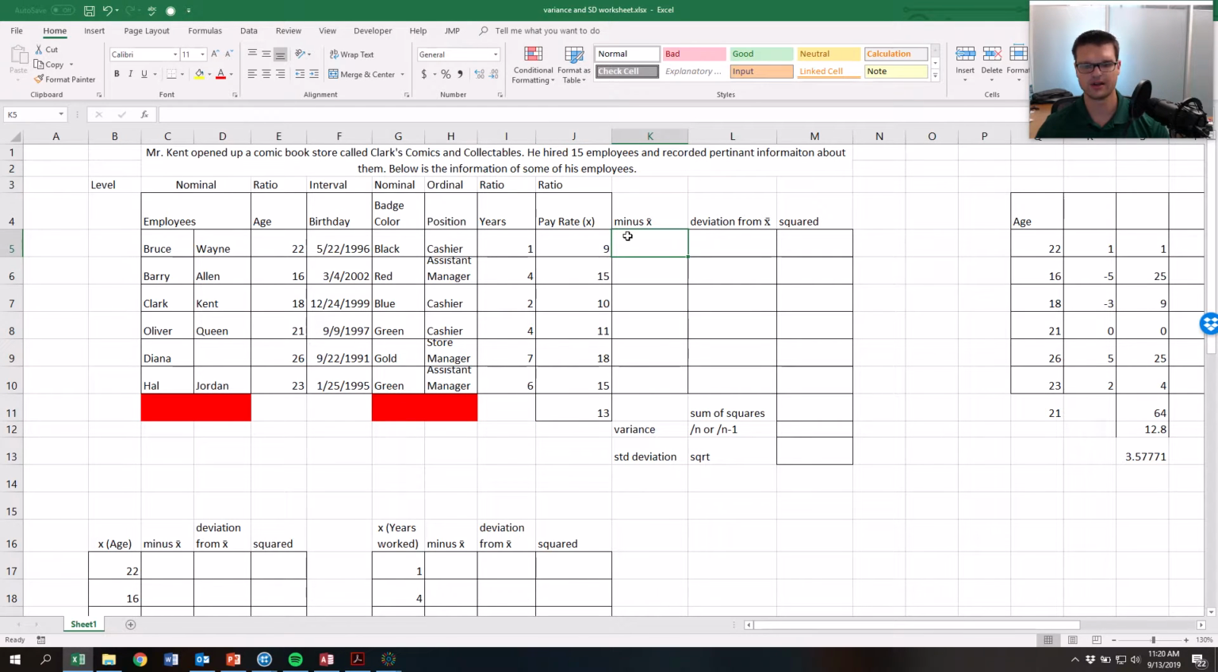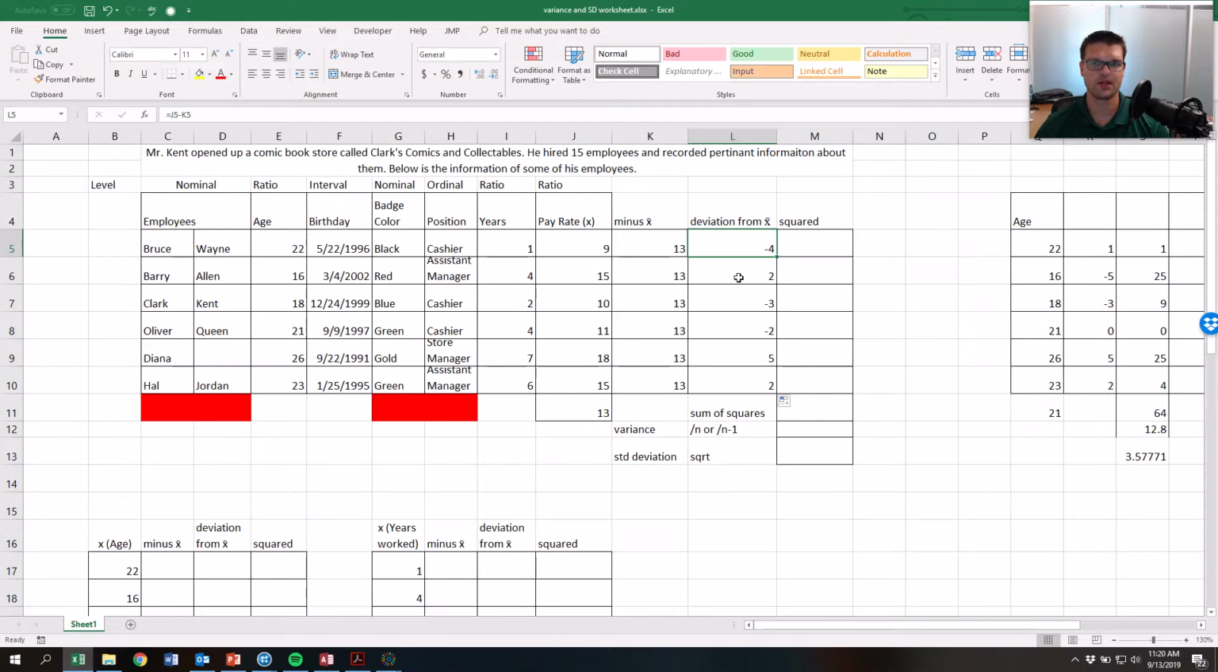So right here, minus x bar. So x bar is the mean. So you're doing the pay rate minus x bar, and then equals this minus this. So -4, and you can just drag it down. -4, 2, -3, -2, 5, 2. So I put in here the formula first, and then I just dragged it down.